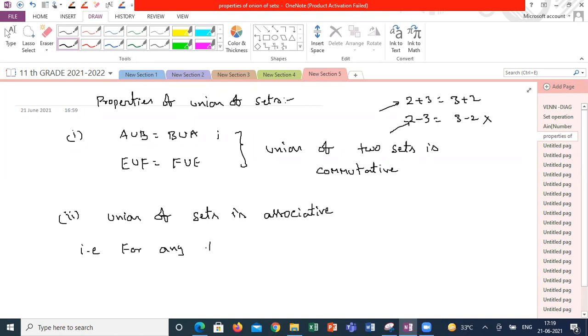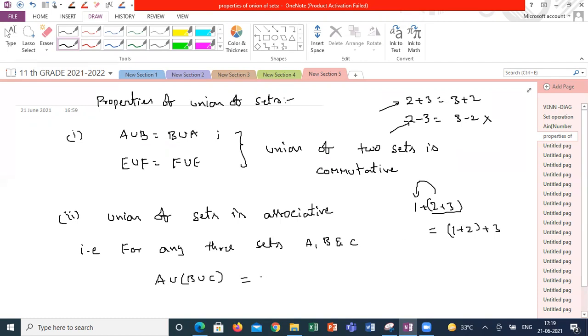Sir, from whichever number we start, it should be the same. If it is A plus B plus C, then (A plus B) plus C is also equal to (B plus C) plus A. Correct. Suppose I'm adding numbers: first I add 2 and 3 and after that I add 1, which equals first adding 1 plus 2 and then adding 3. Both will be the same. Correct? This is called the associative property of that particular operation.